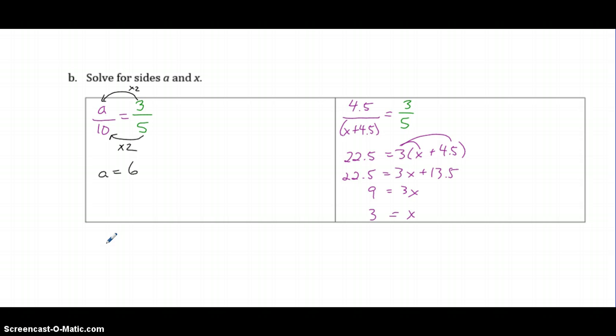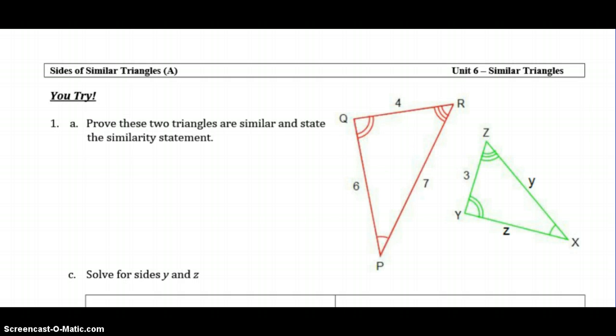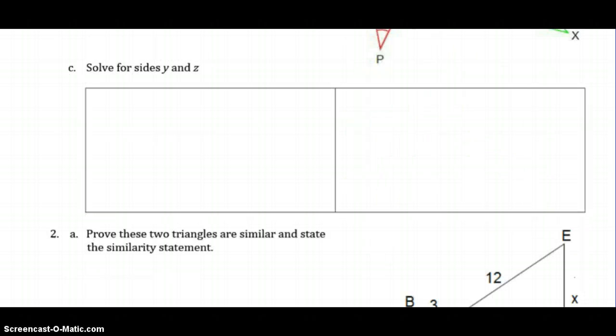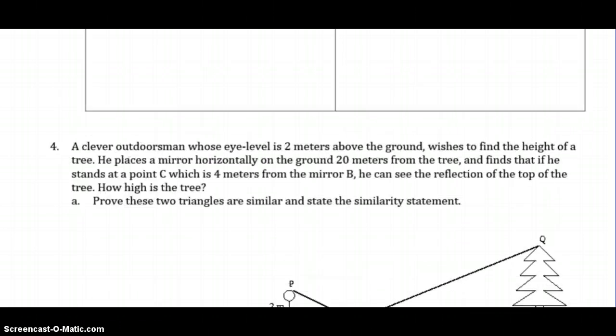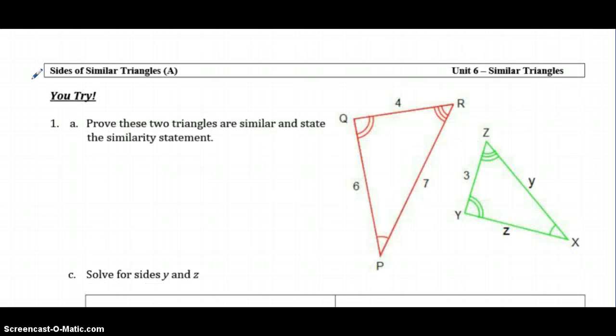So another long video, but this is the last one for the unit. There are 4 for you to try on the next 2 pages. Make sure you work through those right now. Come back, check your solutions. See you in a minute.